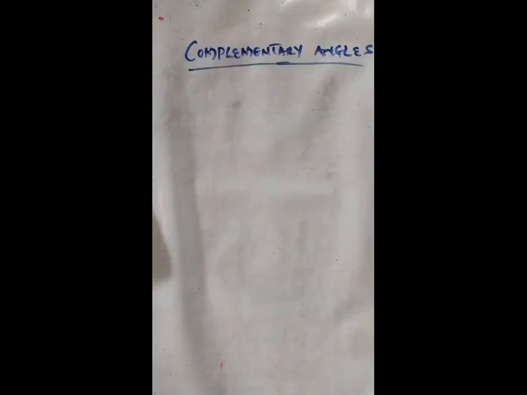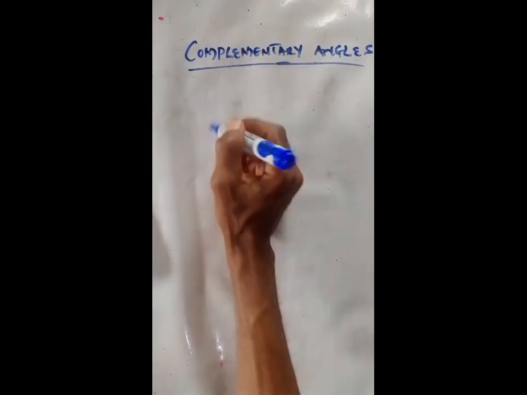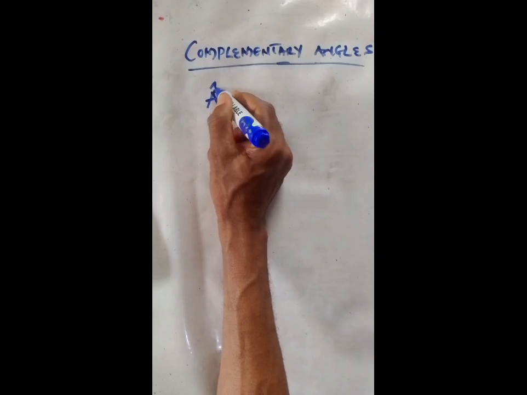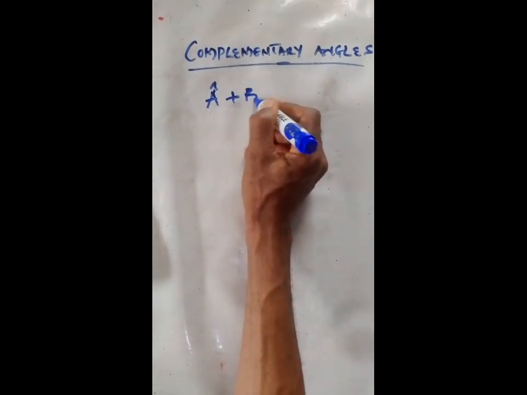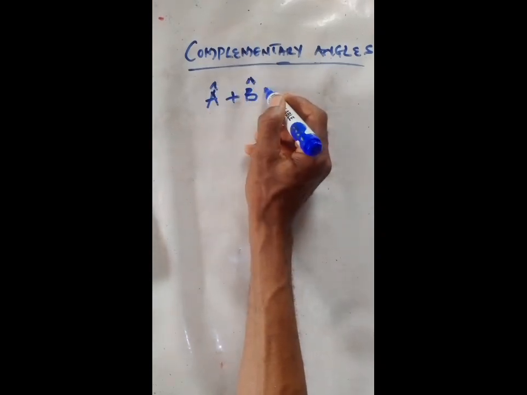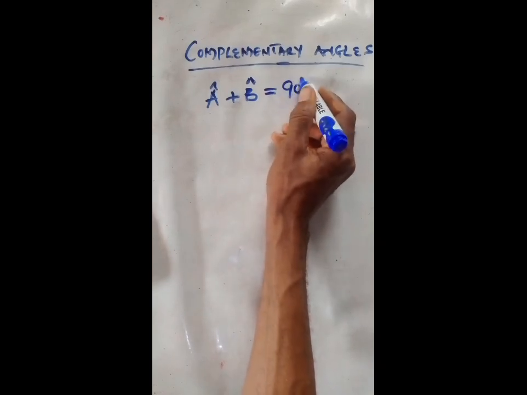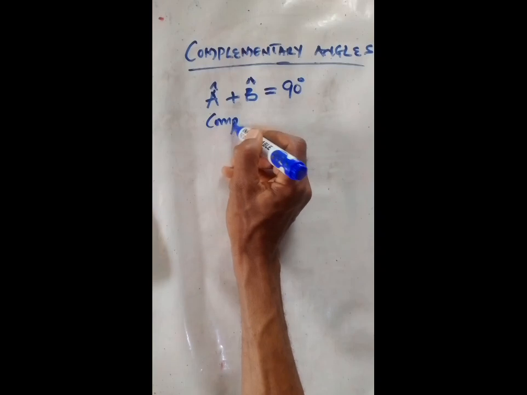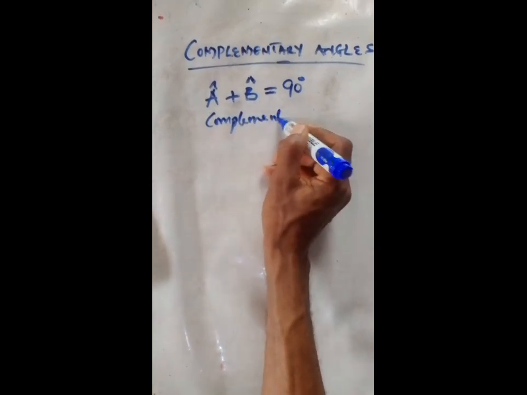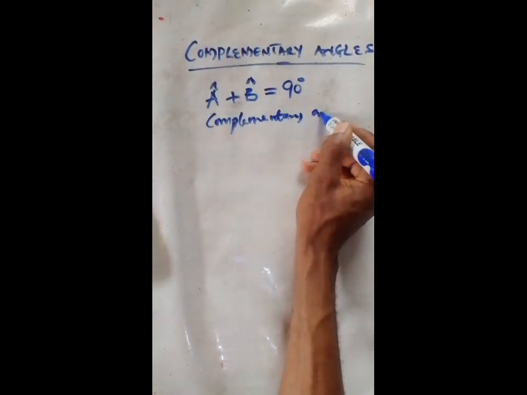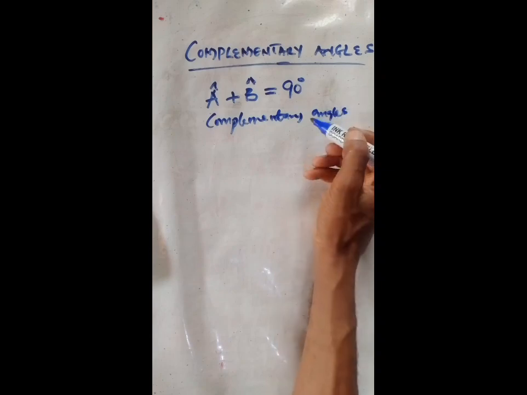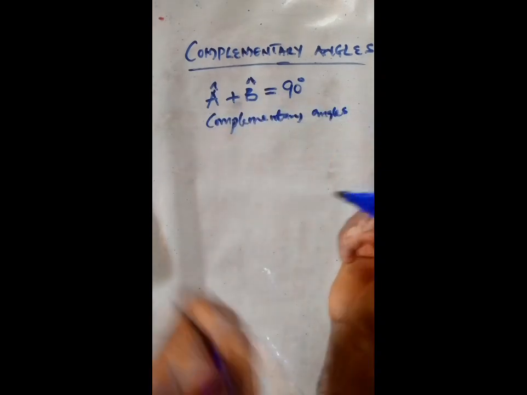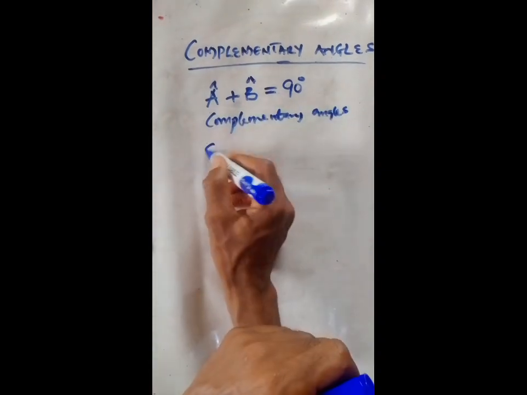So let's look at complementary angles. What are complementary angles? Complementary angles are angles whose sum is equal to 90 degrees. Now, if you have angle A and angle B, and the sum of the two angles is equal to 90 degrees, then angle A and angle B are complementary angles. Let's look at other identities.